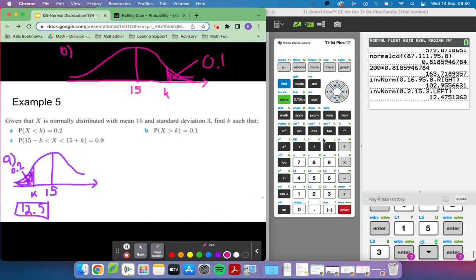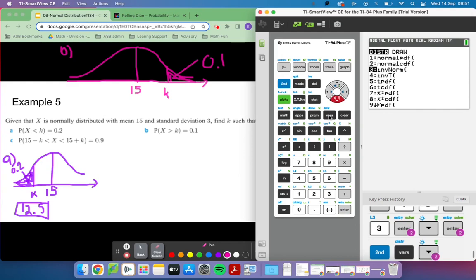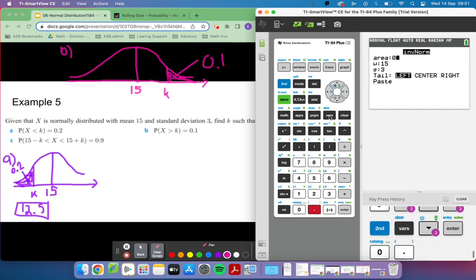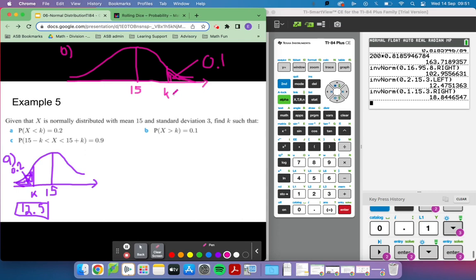So we're going to go into our calculator. So we're going to go second function var. So we're looking for a number, so still inverse. So our probability is 0.1. We have the same mean, the same standard deviation. However, this time we're looking at a right tail, and we're going to paste it. And we get that the value of k in this case is 18.8, rounded to three significant figures.